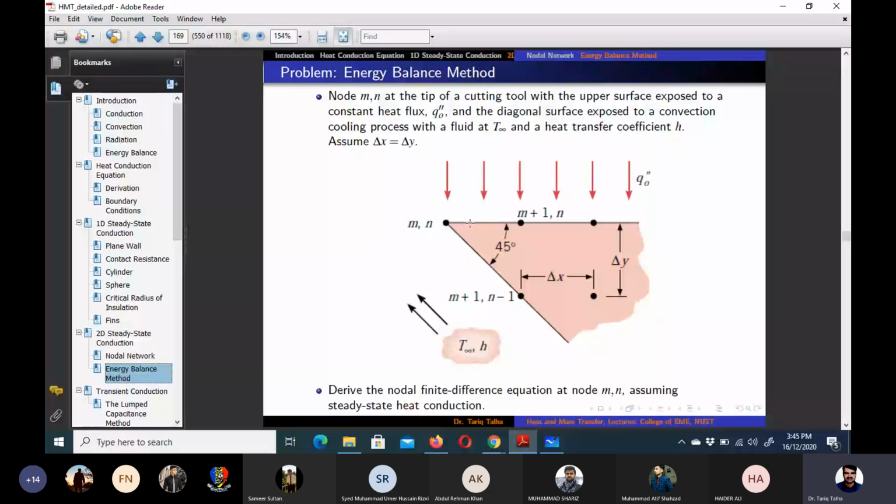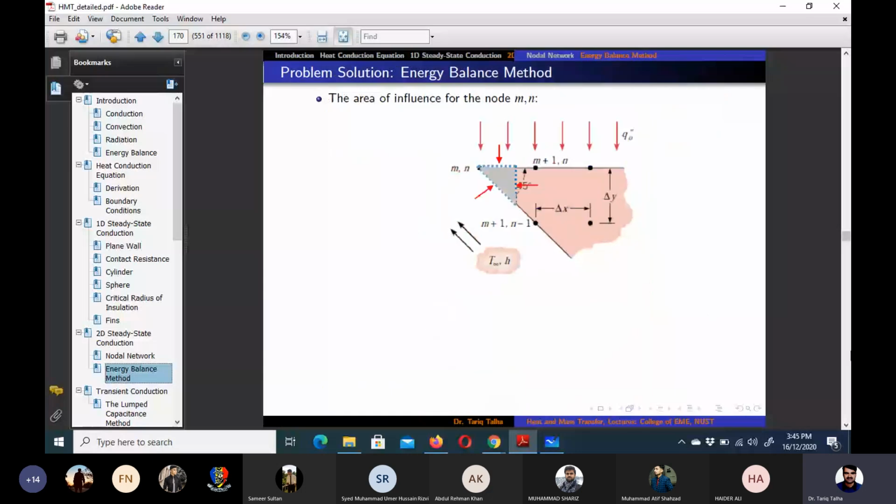Right, so we need to write the finite difference equation by using the energy balance method. First of all, let us see what would be the area of influence for this node Mn. The midpoint between the Mn node and the M plus 1, n node would be somewhere here, and on the diagonal surface the midpoint would be somewhere here. So the area of influence would be this small triangular region. I show that region here, so now you can see the area of influence, which is shown in this gray shade.